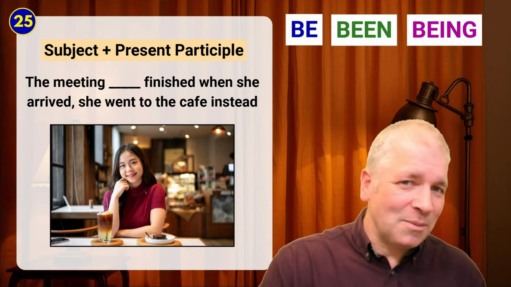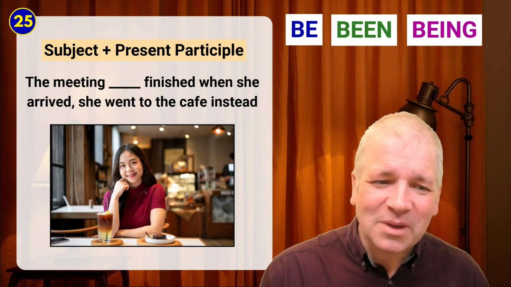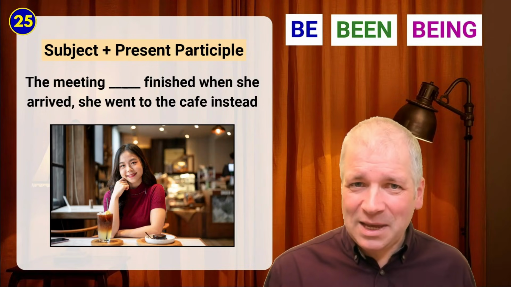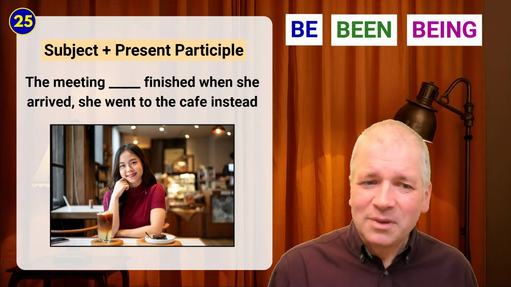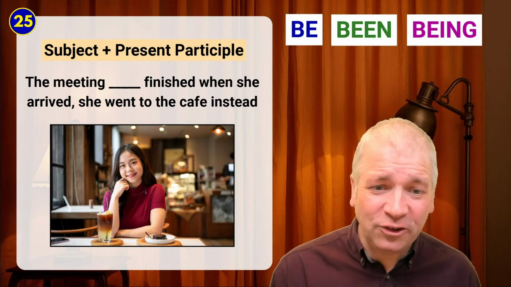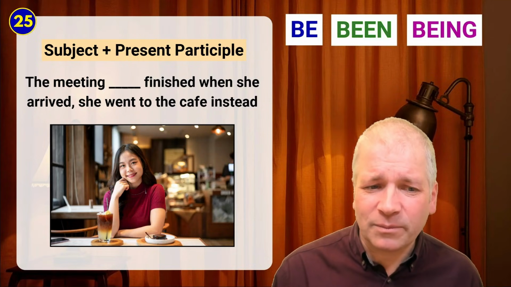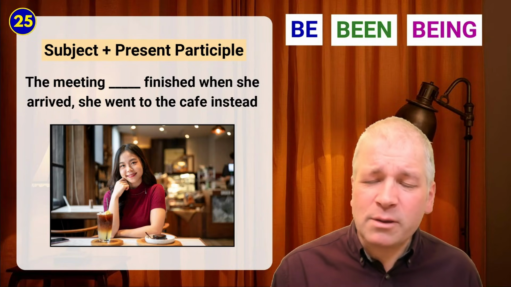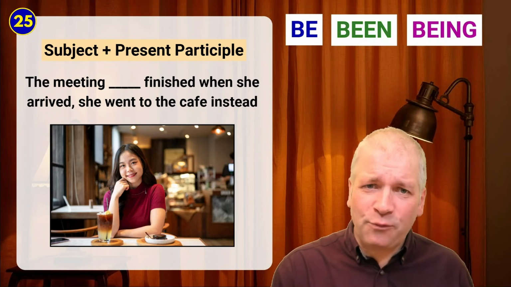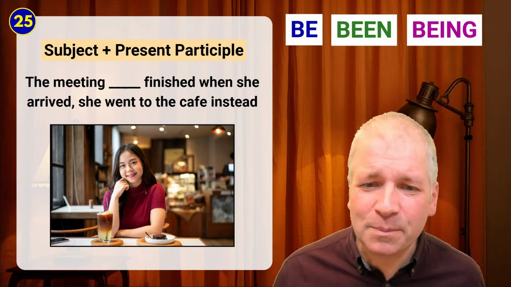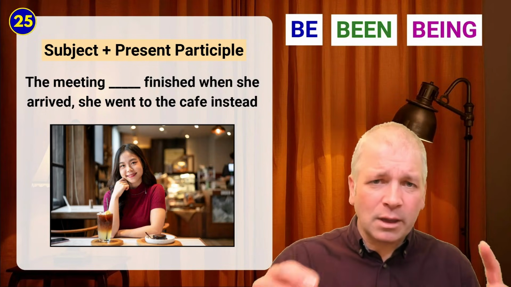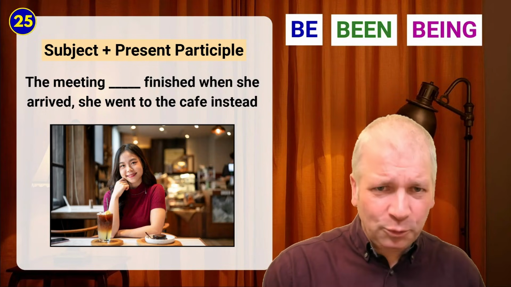Now, the meeting finished. Look at what the lady's doing instead. The meeting, something finished. When she arrived, she went to the cafe instead. Now, this is where we have a subject in front of the present participle. The meaning is still because here. Which word fills the gap?